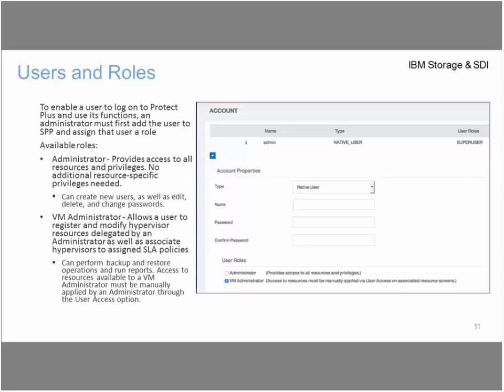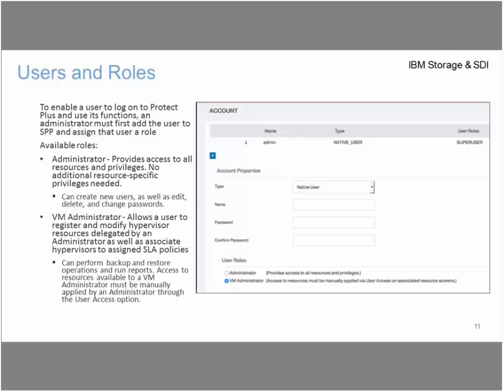If LDAP integration has been enabled within Spectrum Protect Plus, then the user will be able to use their domain credentials or network credentials to log into Spectrum Protect Plus. Otherwise, the admin would need to create that user and a password to give to them to log into Spectrum Protect Plus itself. There are two roles that you can assign a user within Spectrum Protect Plus.